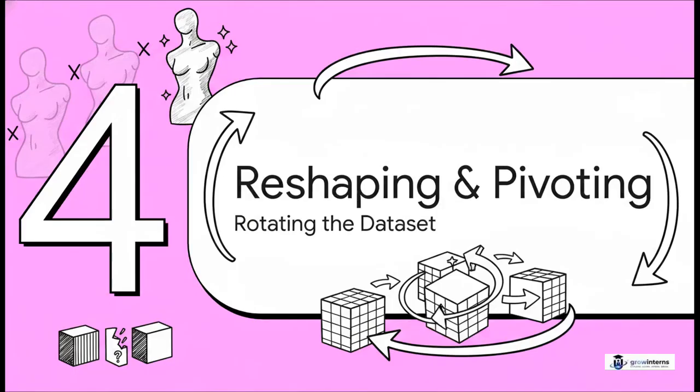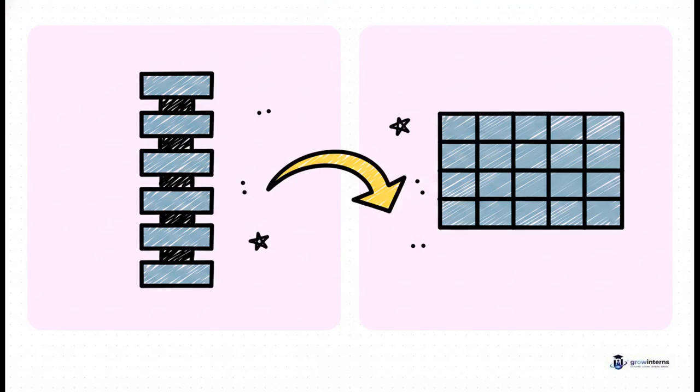On to Section 4, Reshaping and Pivoting Data. Our data sculpture is looking pretty clean now. Duplicates are gone, text is standardized, missing values are sorted, but to truly understand it, we've got to rotate it. We need to view it from different angles, and that means reshaping. This brings us to a really fundamental concept: wide format versus long format.